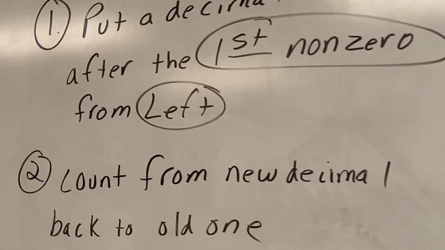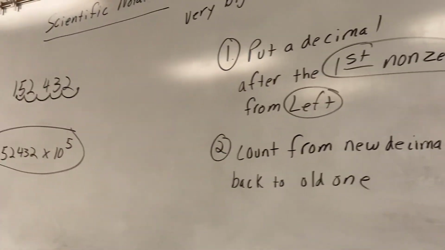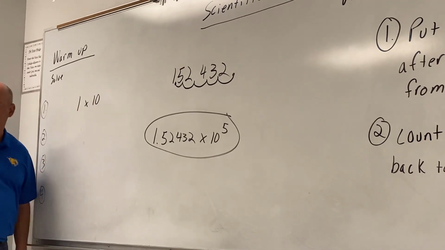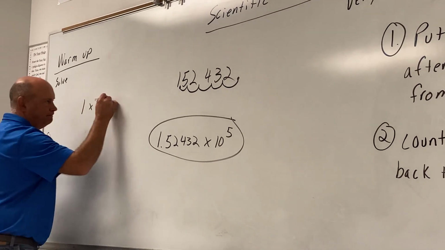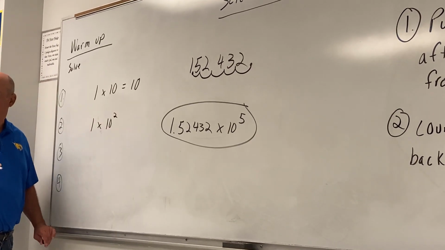Okay. Times 10. That's a great question. Times 10. Let's talk about that. If I do 1 times 10, what do we get? 10. What if I do 1 times 10 to the second? 100.